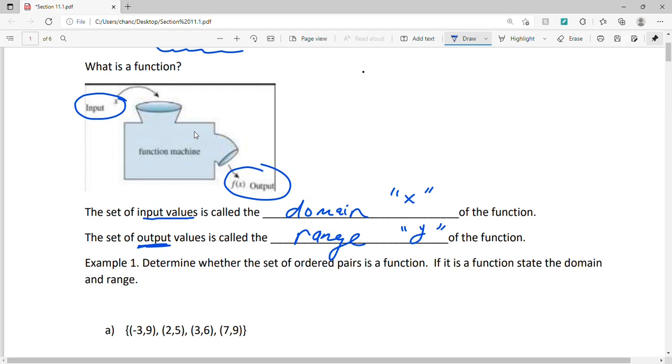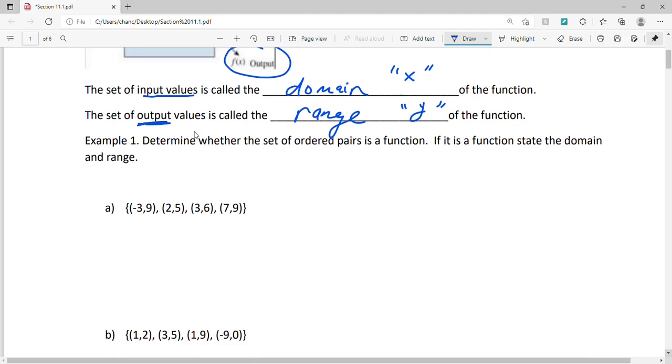Well, what is a function? Well, a function takes one input and you get exactly one output. One input gives us exactly, the keyword here is exactly, one output that corresponds to it. So let's look at question A.